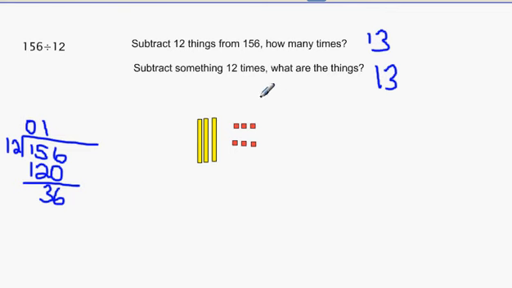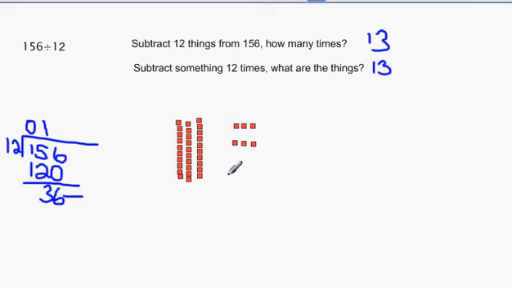Can I subtract anything else 12 times? Well, not the way it is right now. I don't have enough rods and I don't have enough ones. So again, I'm going to transfer these over and change them into groups of 10 reds. So I've traded them in for 30 reds. So now I have a total of 36, just like I have here on my standard algorithm. And now I want to find out, can I subtract something 12 times? Well, if I subtracted 1, it's going to take me 36 times. If I subtract a group of 2, that's going to be 18 times. If I subtract a group of 3, that'll come out to be 12 times.